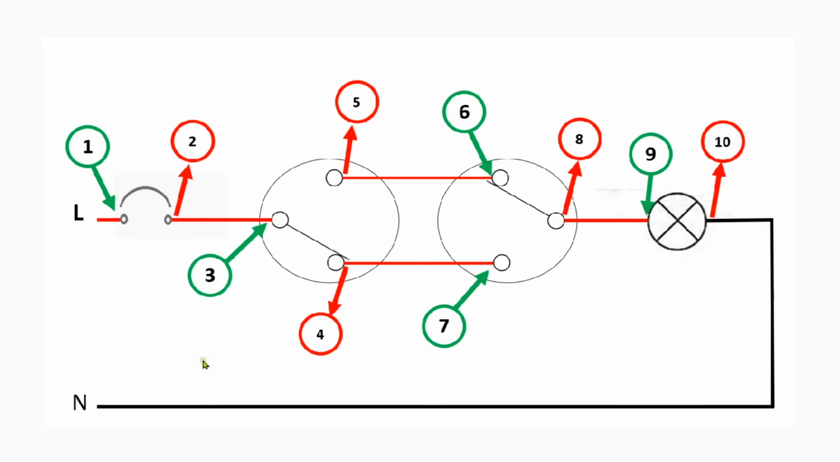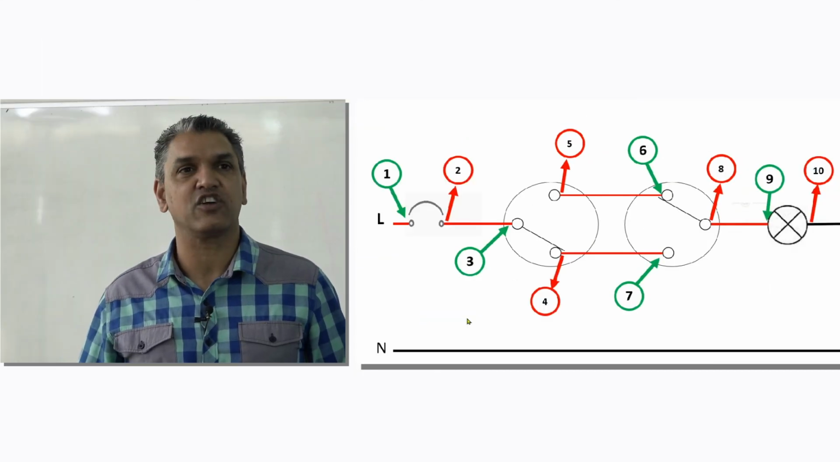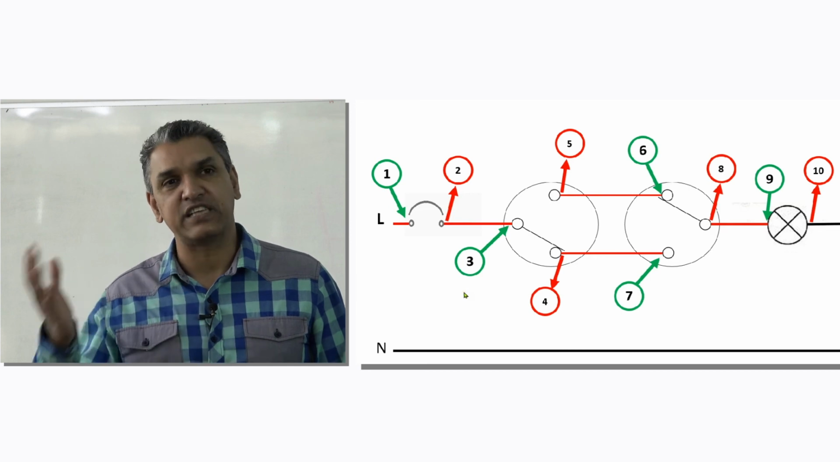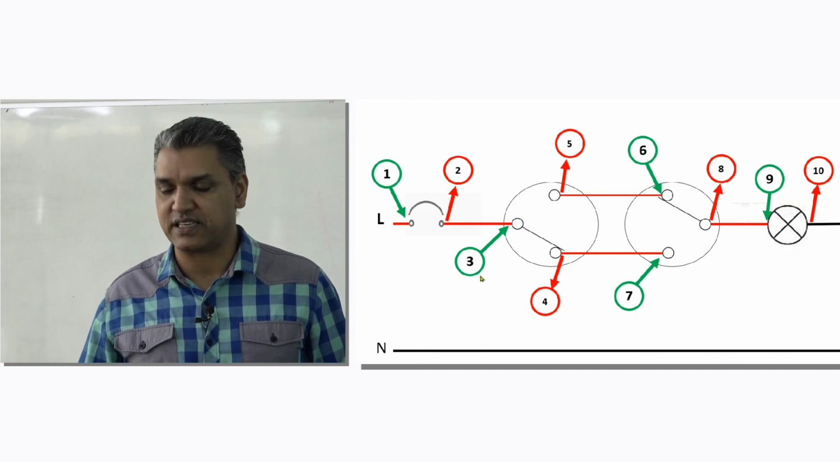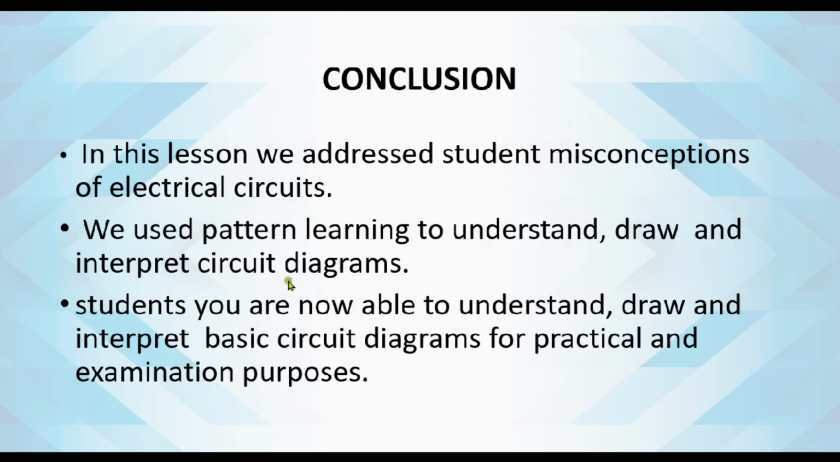And students, if you can follow the pattern that I'm showing you now, then you are able to do this connection. We have looked at how to connect up this circuit. We have also looked at how to connect up a simple DC circuit. And in conclusion, in this lesson, students, we have addressed students' misconceptions of electrical circuits. We use pattern learning to understand, draw, and interpret circuit diagrams. Students, you are now able to understand, draw, and interpret basic circuit diagrams for practical and examination purposes.